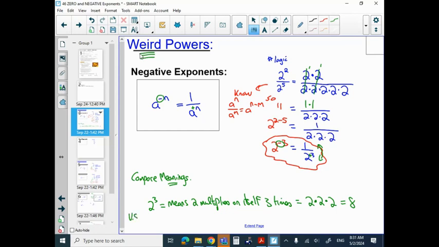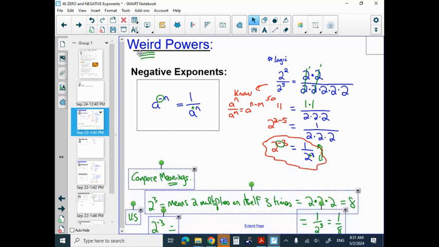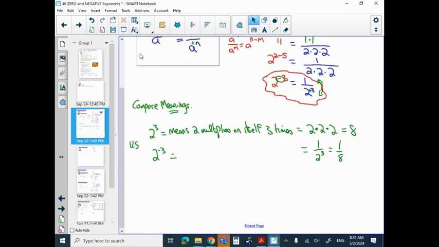Versus this new thing we're seeing is 2 to the power of negative 3, right? We know it means 1 over 2 cubed, which means 1 over 8. The really weird part anyways is that in-between step. If we're comparing meanings here, what the heck does this mean, right? Question marks. What does it mean to have 2 multiplying on itself negative 3 times, right? It means 2 multiplies onto itself negative 3 times.